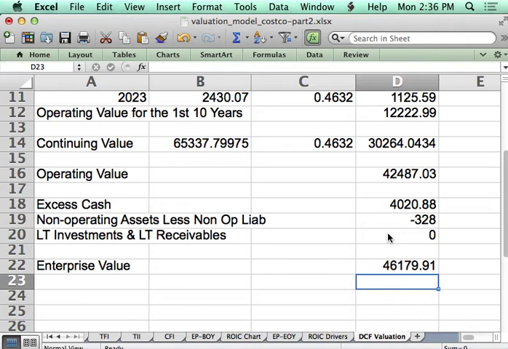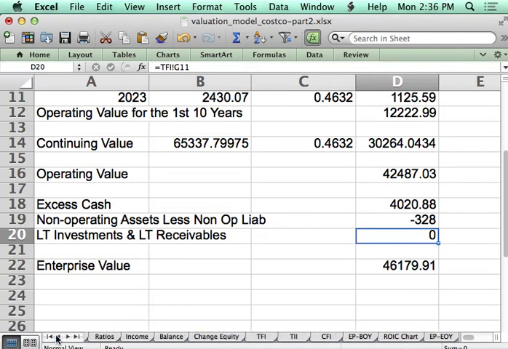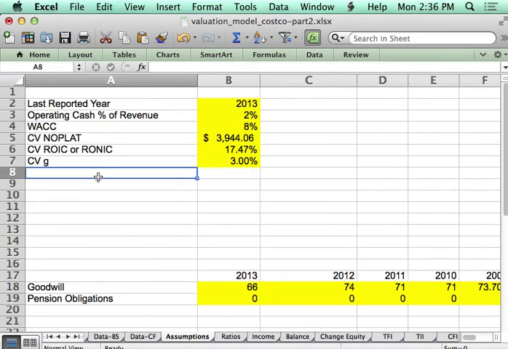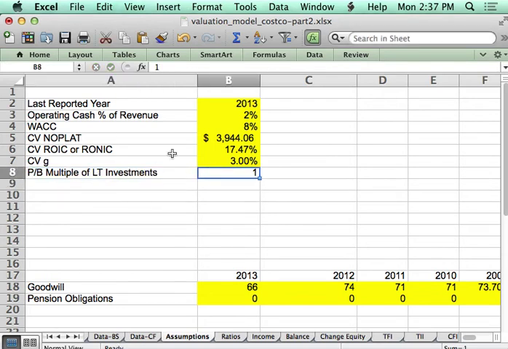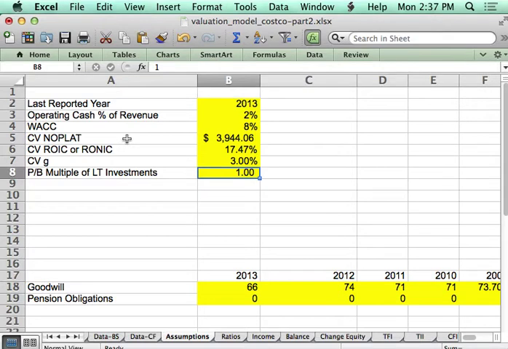Right? Now, one minor adjustment that we're going to make in the future is right now Costco doesn't really have any long-term investments in other businesses, but other companies do. So we're going to go to the assumptions, and we're going to put in an assumption called the P to B, or price to book multiple, of long-term investments. And we're going to start out with an assumption of 1. And I'll make this yellow. But the idea is, if the price to book ratio is 1, that means the company trades at book value.